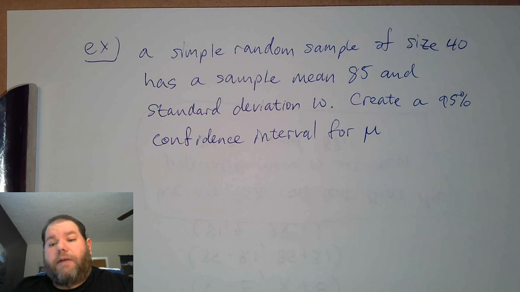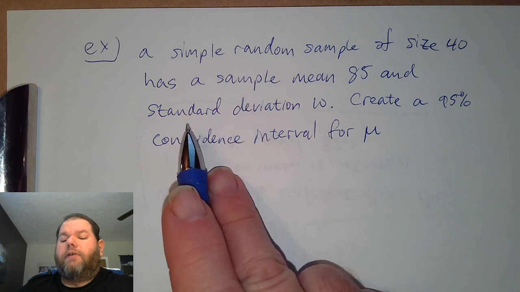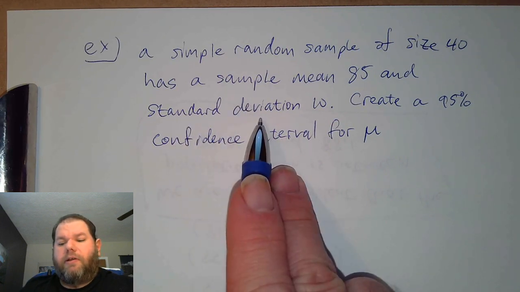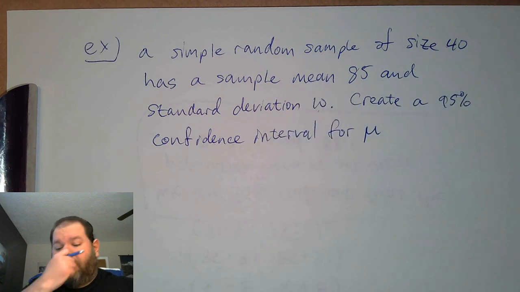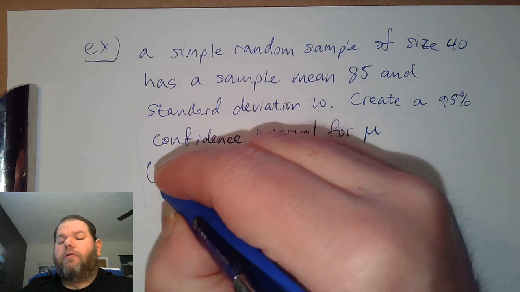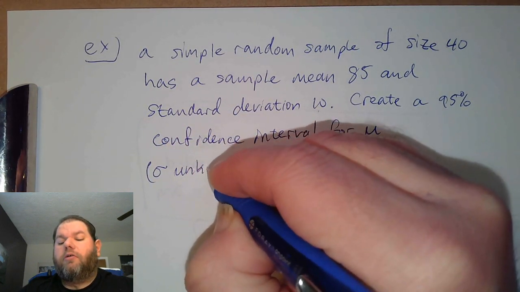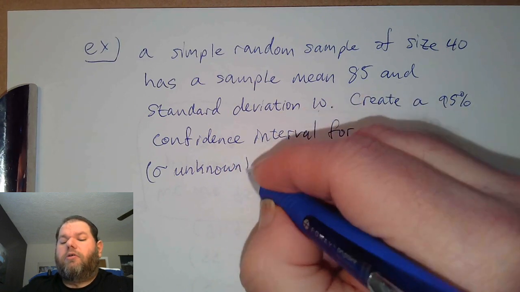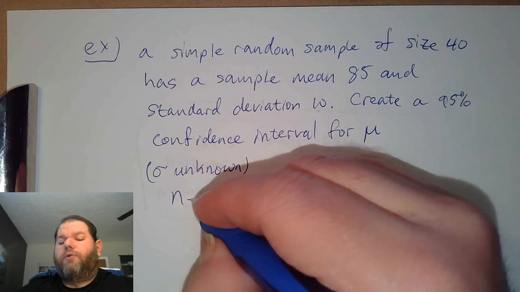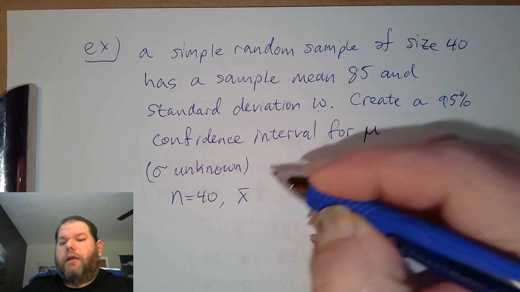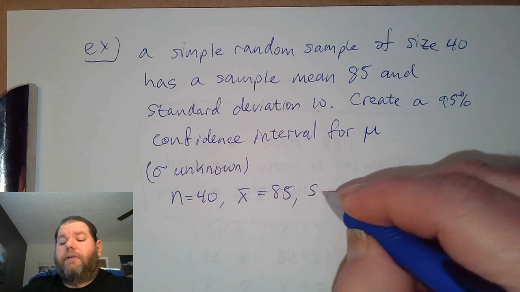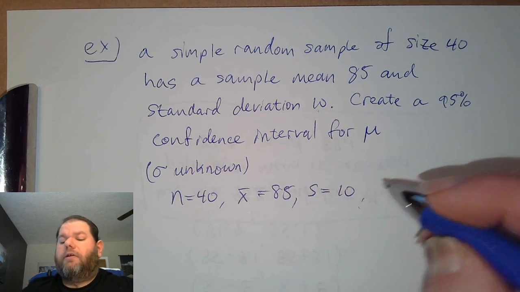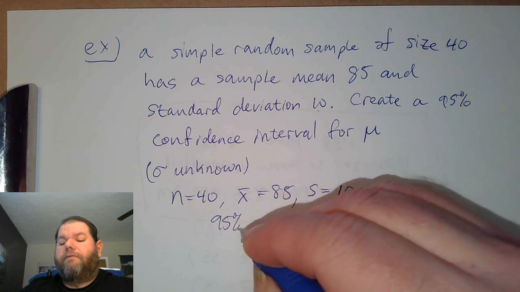Now, I've actually given us the same data this time, except now I'm calling the standard deviation a sample standard deviation, because both of these values came from our sample. So we don't know the population standard deviation. So we know n is 40, x bar is 85, s is 10. Now we want 95% confidence.